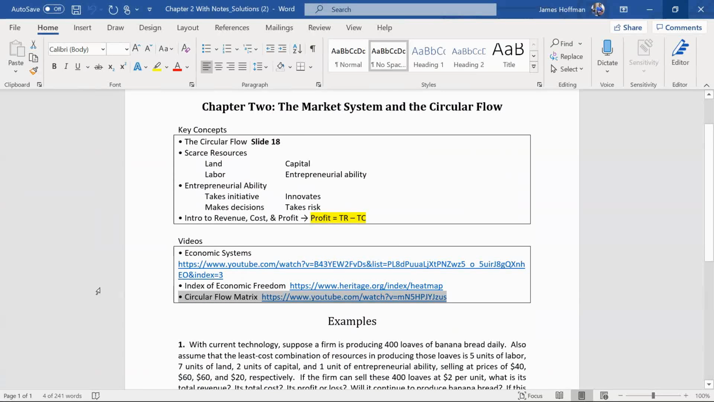Okay, and if you want more on that concept, there's a nice 5 or 10-minute video on the circular flow model here. If you want to look at that, it will explain the circular flow model in a little more detail, if that interests you.